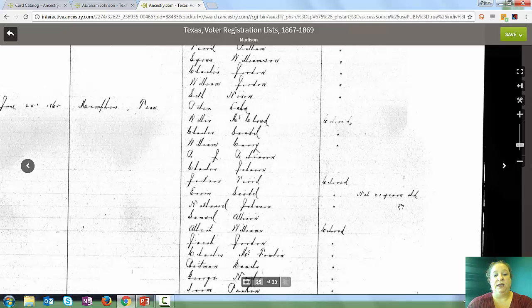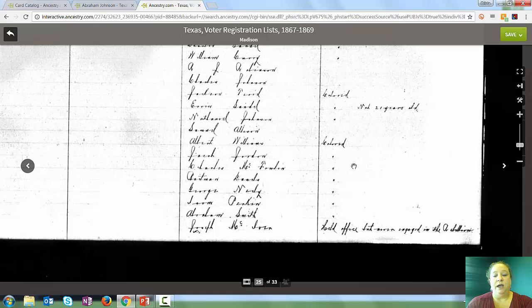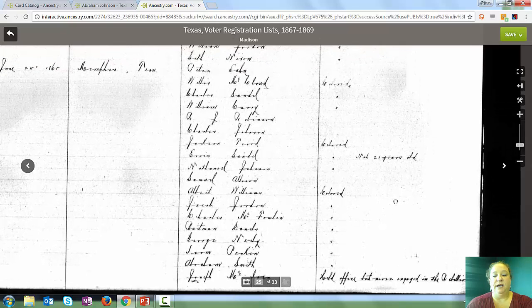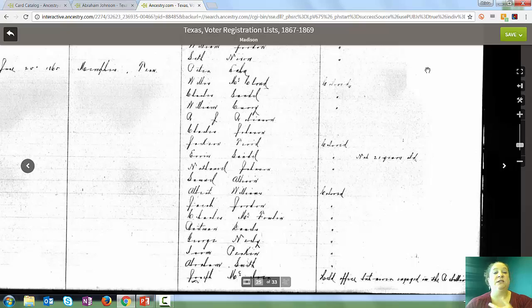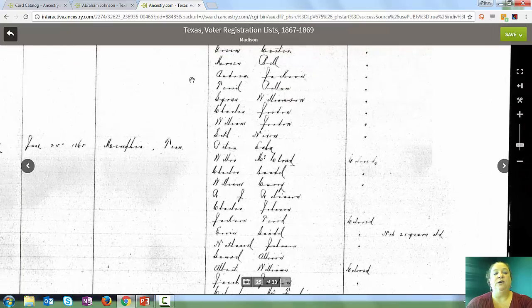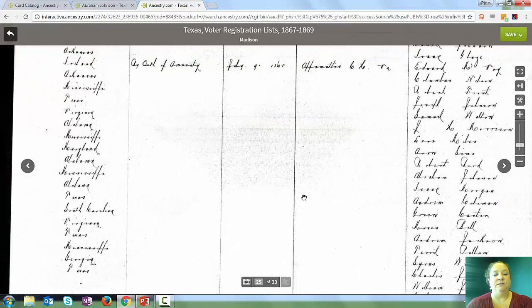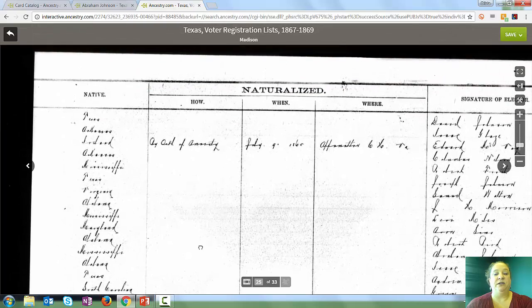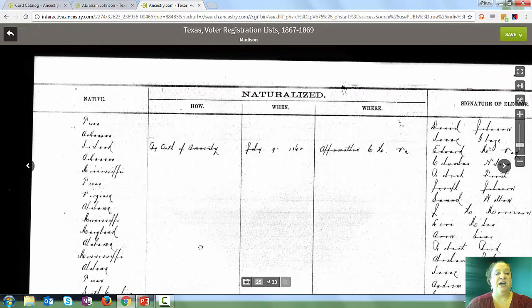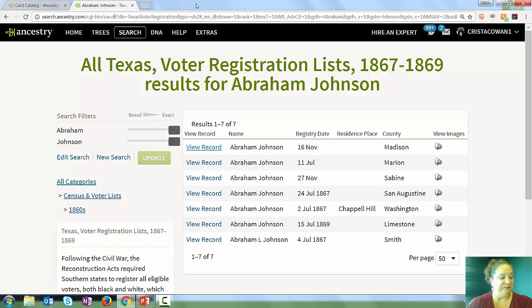Why is this individual being allowed to vote? This person held office, and so there's some information there about that. Something about being engaged in the rebellion. So remember, this is right after the Civil War. So lots of little remarks and notations that might lead you to more information about your ancestor, but remember to always check that second image.